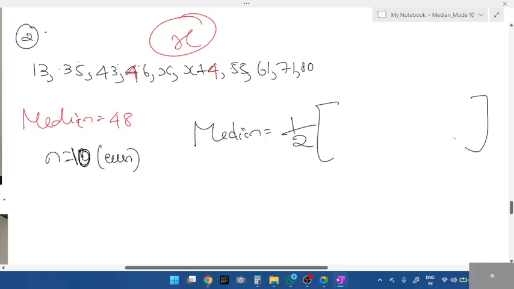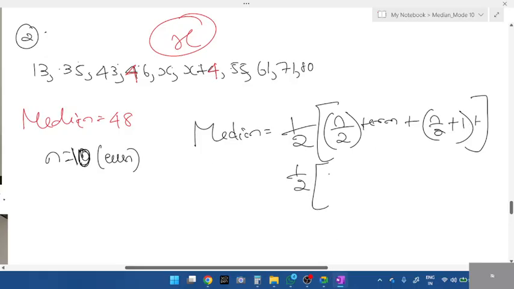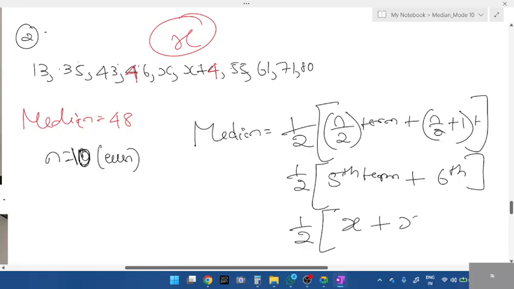So even this basic formula you don't know. It is the n by 2 term plus the n by 2 plus 1 term, half into that. What is n? 10 divided by 2 is the fifth term, plus the fifth and sixth terms. What are the fifth and sixth terms in the question? x and x plus 4.